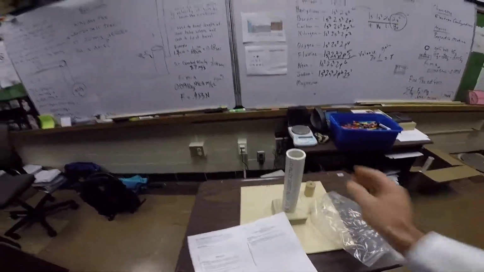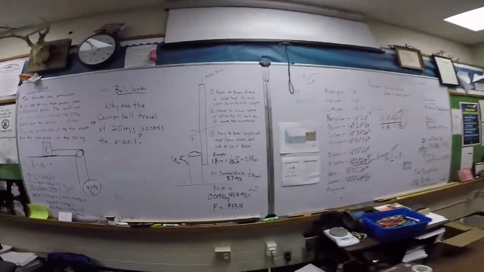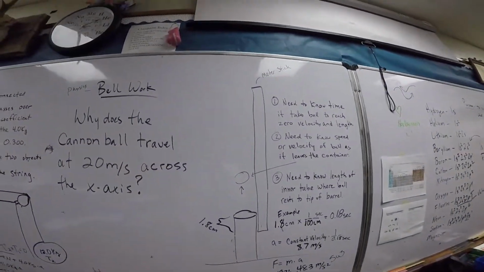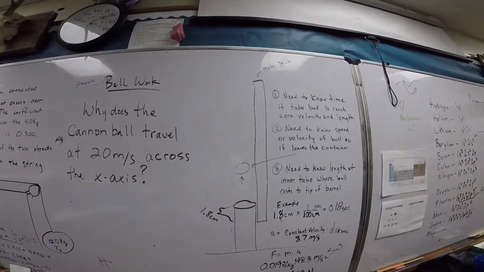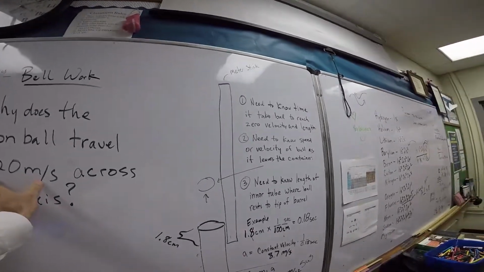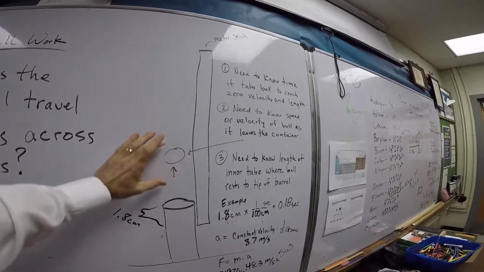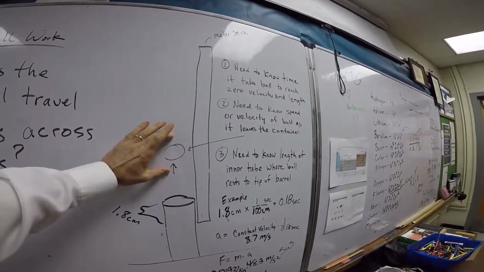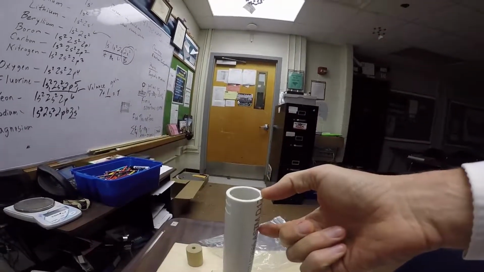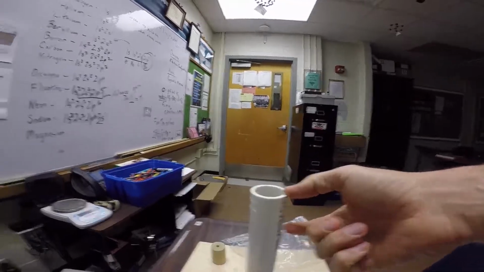So what we had them do, we were looking at a cannonball, and why does the cannonball travel at 20 meters per second across the x-axis? Well, it travels at constant velocity because once it leaves the actual cannon, there's no force acting on it. So the velocity is constant. So what we wanted to do was determine the force acting on the object inside of the container.